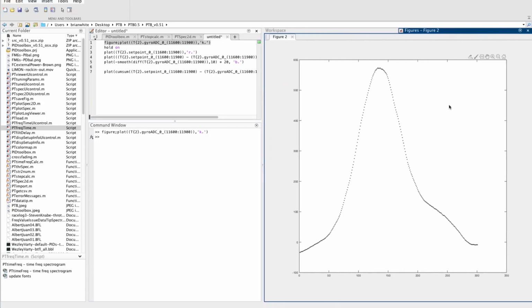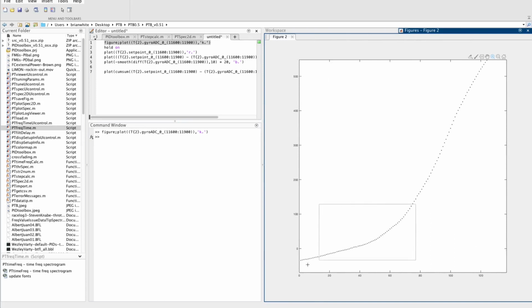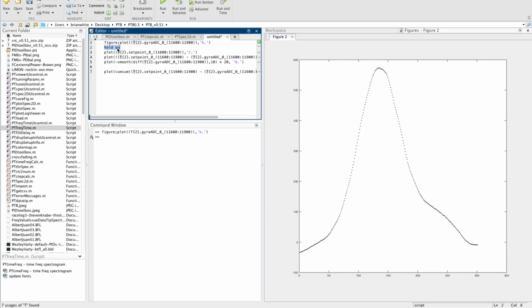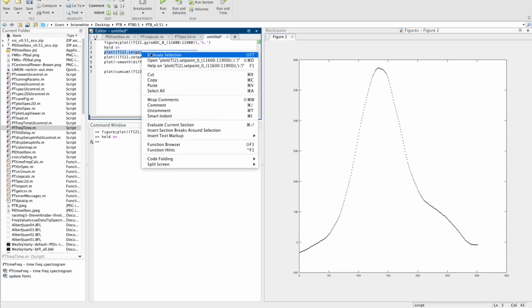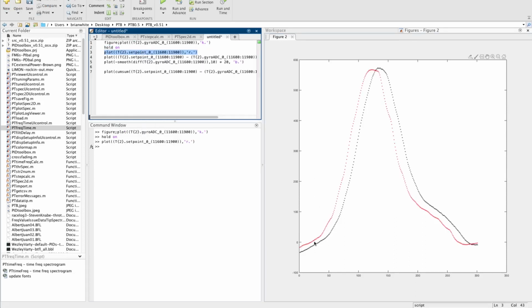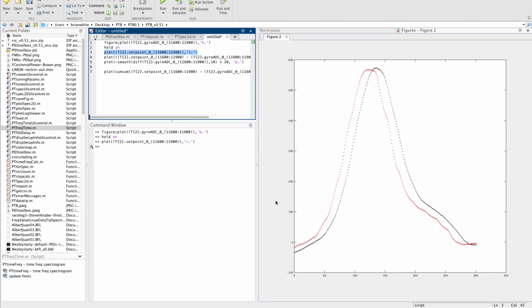But if you zoom in on any part of this, you can see that it's a bunch of discrete points, right? Now what I'm going to do is just hold on. This just allows me to overlay multiple things. And then I'm going to plot here the set point. Okay, so now you can see the set point plotted here in red. Now, what is P term? Let's start there. What is P term?